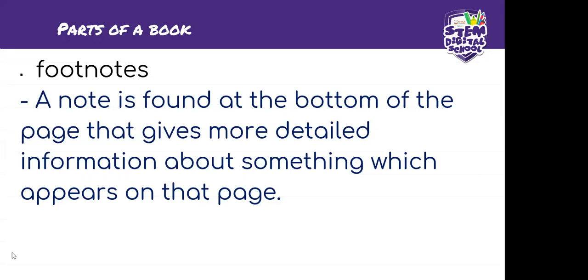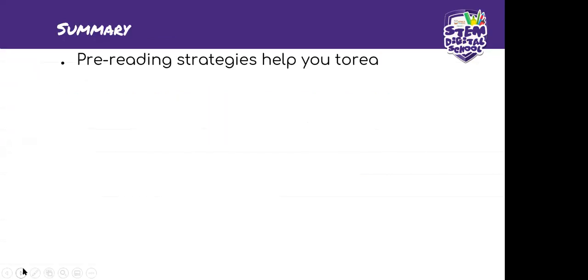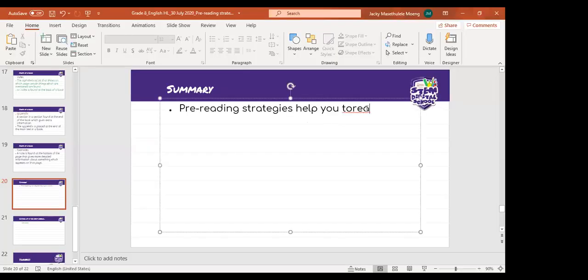So all those are the parts of a book. So remember, unfortunately, this is the end of our lesson. One thing that you need to remember is that the pre-reading strategies really help us to read. You realize that by knowing and understanding all these features, they will really help you to become a better reader. They will really save you time when you look for specific information inside a book.